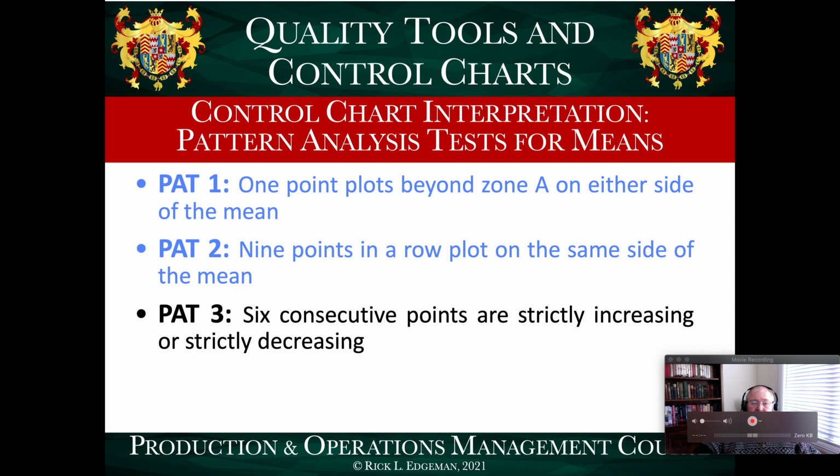Pattern 3, you have 6 consecutive points that are either rising up, up, up, up, up, up, or 6 consecutive points that are falling down, down, down, down, down, down. No level performance, so nothing in that pattern that says up, up, up, same, up, up. Same isn't allowed for 2 consecutive points. It is strictly going up or strictly going down.